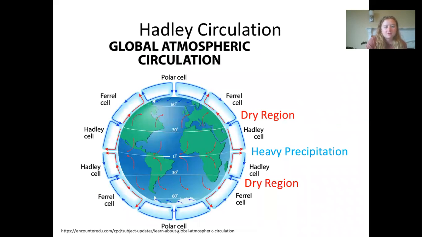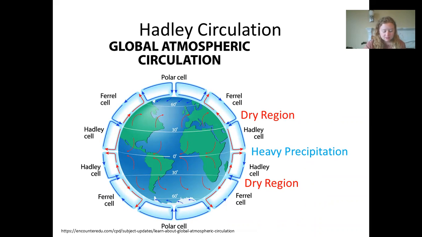So the main reason for that is circulation within the atmosphere. Within the atmosphere, there are three main cells of circulation, and those are the Hadley cell, the Ferrel cell, and the polar cell. And in this presentation, I'm going to be focusing on the Hadley cell, which is the circulation cell that's located on either side of the equator.